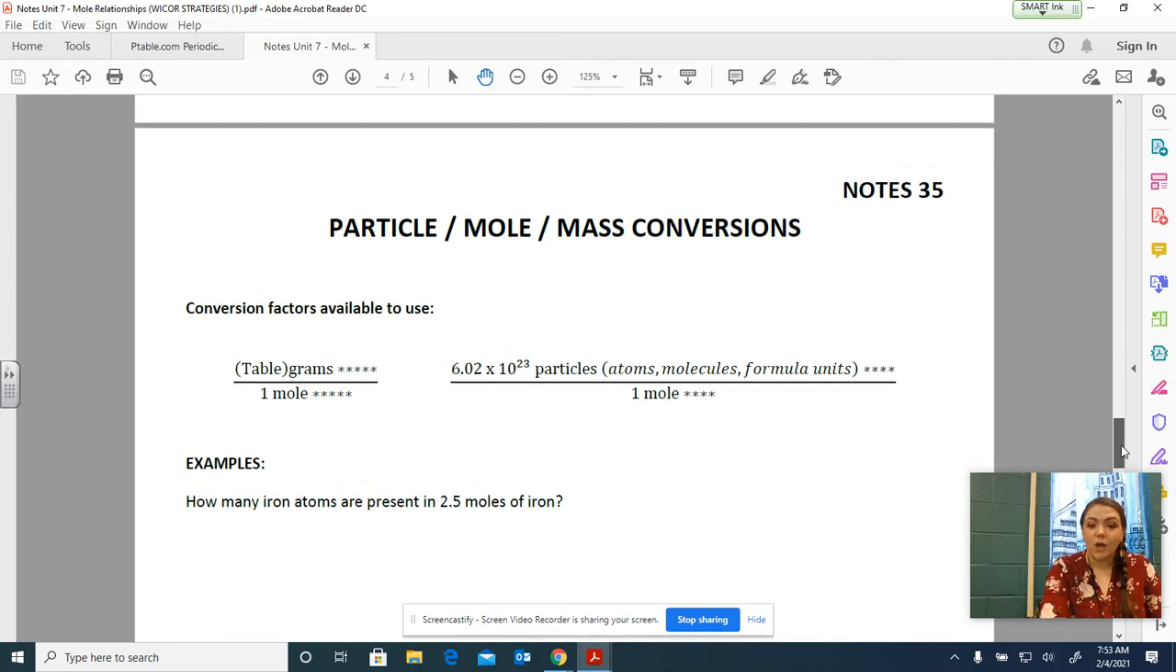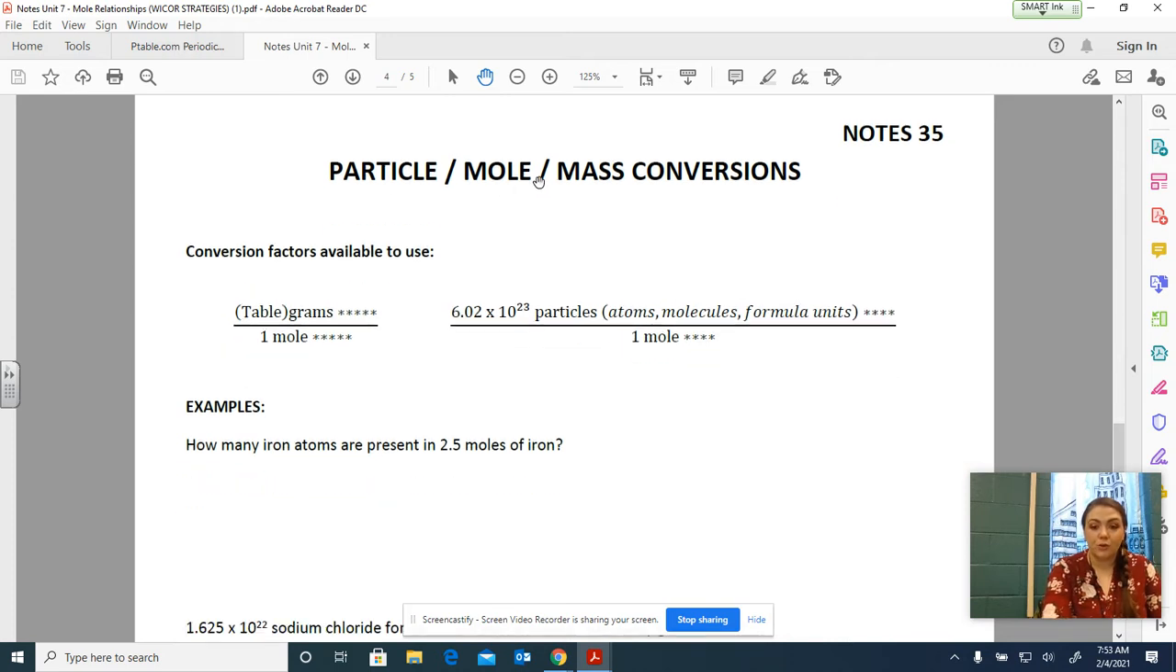So today we're moving into particle mole mass conversions, but we're only going to be doing the one-step problems where we're going from how many atoms are in a mole. So if I know that in 1 mole, there is 6.02 times 10 to the 23rd things in that mole. So for iron, if I have a mole of iron, well, I have 6.02 times 10 to the 23rd atoms of iron. That's what a mole means.